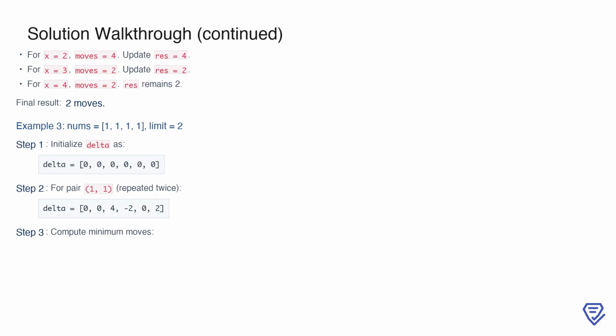To compute the minimum number of moves, we again initialize moves to 0 and res to infinity. We iterate through the sums from x equals 2 to x equals 4. At x equals 2, moves becomes 4 after adding delta[2], and res is updated to 4. At x equals 3, moves decreases to 2 after adding delta[3], so res is updated to 2. At x equals 4, moves remains 2 after adding delta[4], and res stays at 2. As a result, the minimum number of moves required for this example is 2.